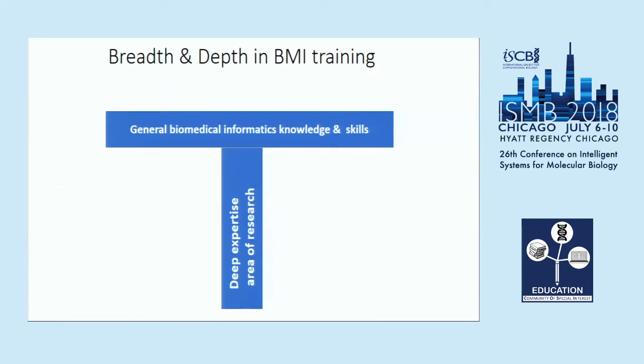So first, this is not very novel. This is how we think about training. We have general biomedical informatics knowledge and skills that are not particularly deep, but are at a level that the faculty thinks is appropriate. And then there's the deep expertise of research, which has to be world-class and profoundly aware of every paper ever written on the topic that you're working in. We all know what deep expertise in research means.